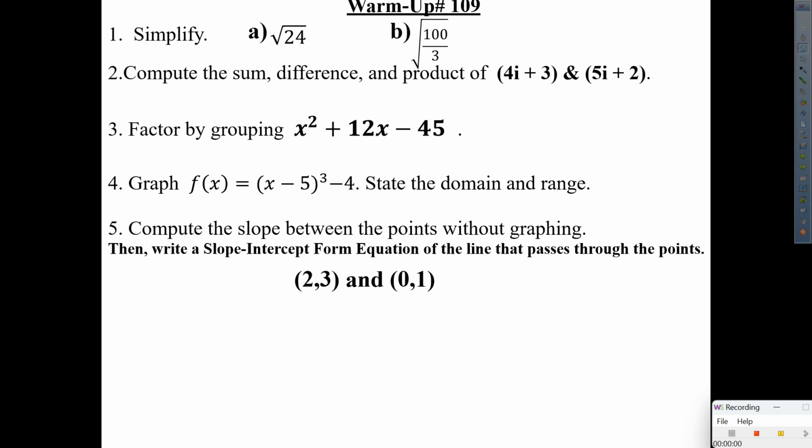Warm-up 109 is on the screen. That shouldn't take you long. Once again, this is just practice for you. Let's get started, please. And today we're moving on, so stay focused. Put away those mobile devices.